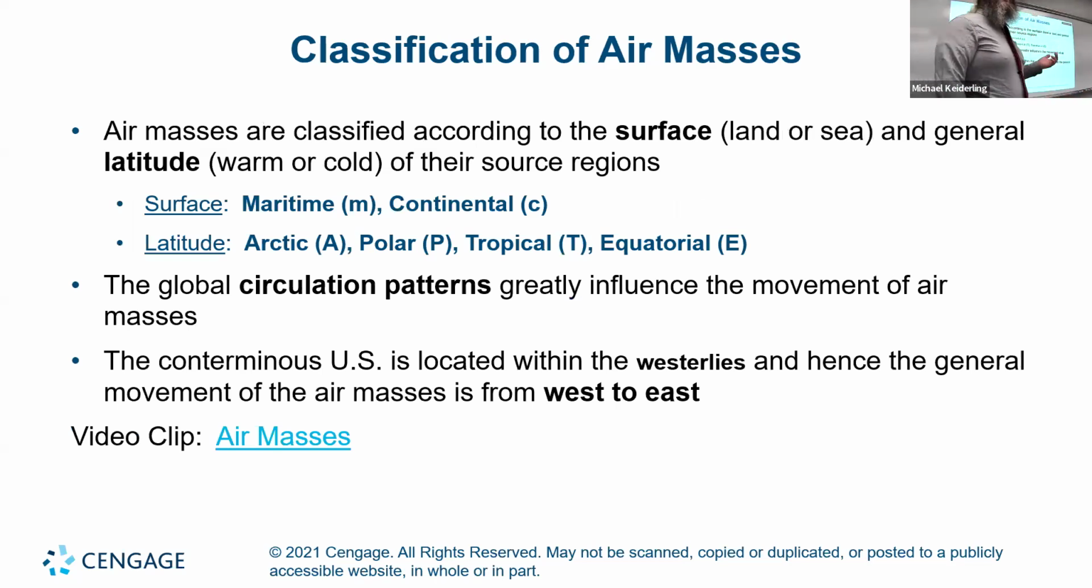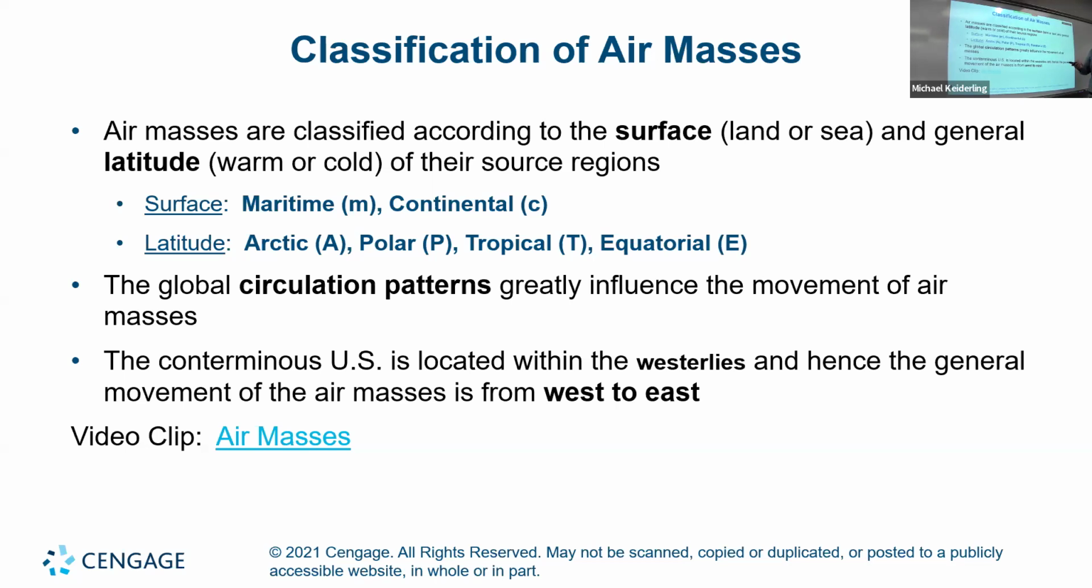So air masses are classified according to the surface of the source region, and the general latitude of their source regions. So the surface, you could have wet, maritime, it's from over the ocean, or dry, continental, it's from over land. And then the latitude, the coldest air masses are Arctic, then polar, then tropical, then equatorial.